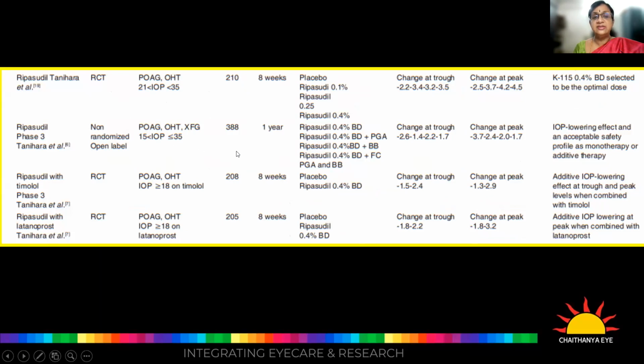The second is a 1-year study on 388 patients where they have four cohorts: ripasudil alone, next ripasudil along with latanoprost, third ripasudil along with beta blocker, and fourth a fixed combination of all three. It was found that the IOP reduction at peak was 3.7 and at trough was 2.6. So that was the reduction encountered, and the lowering effect was acceptable as a monotherapy agent or as an additive therapy.